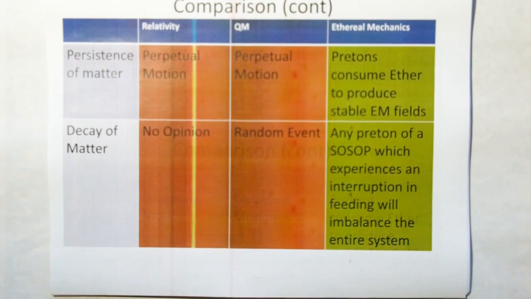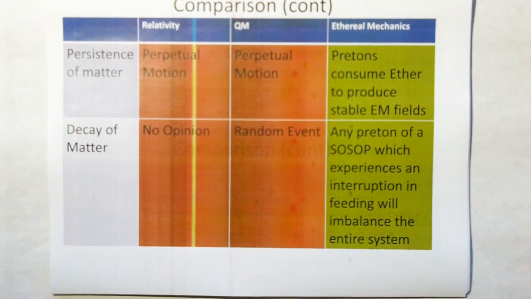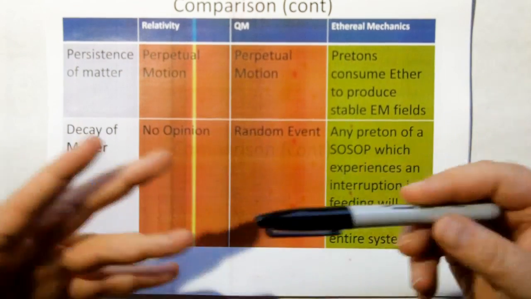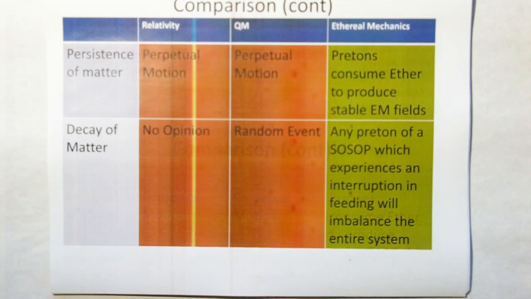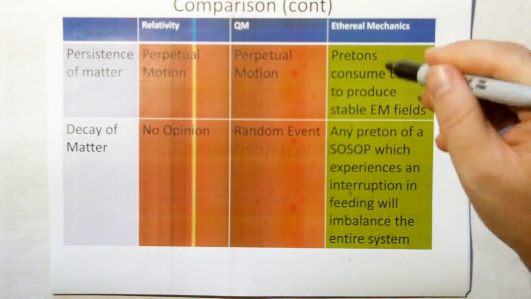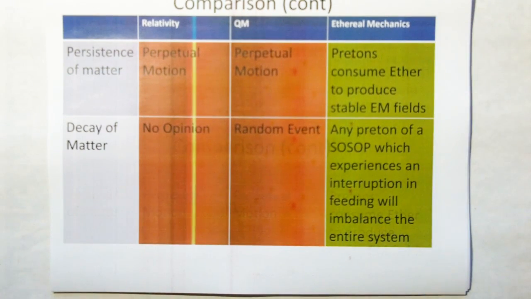And what about the persistence of matter? Why does matter stick around? Well, relativity has, I guess, perpetual motion. They don't really explain why matter is there. It just is. Okay, quantum mechanics, it's perpetual motion too. The model is that the thing spins around forever and ever and ever, and there's no reason why.